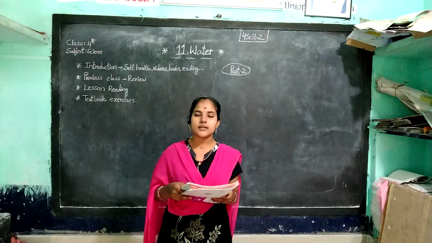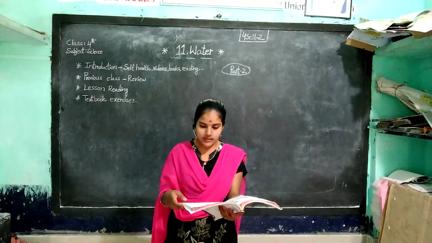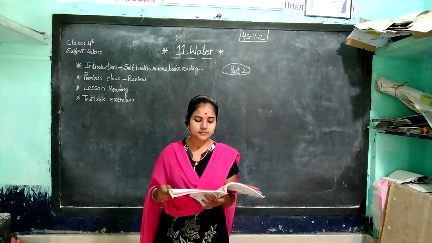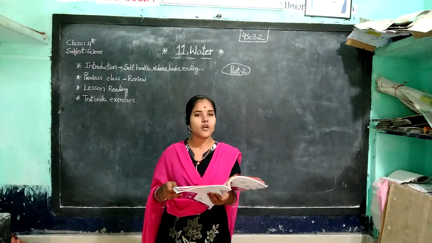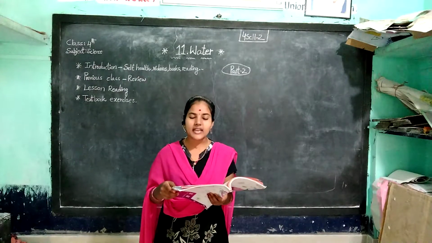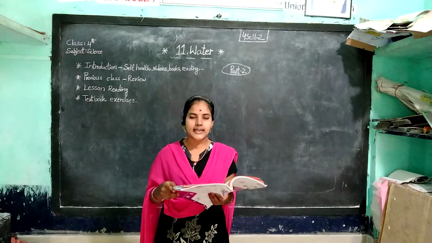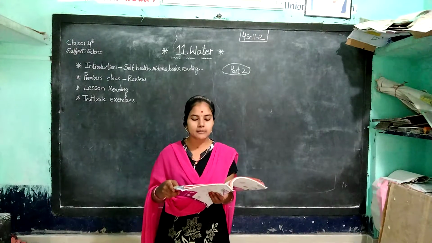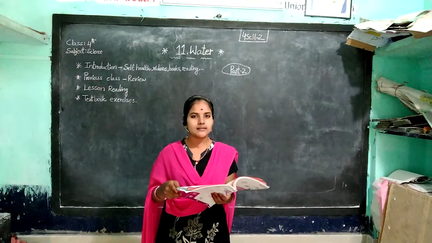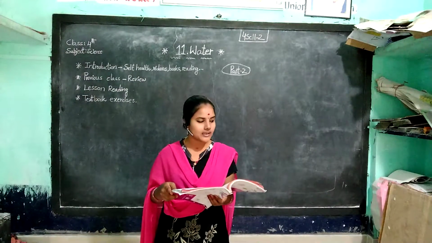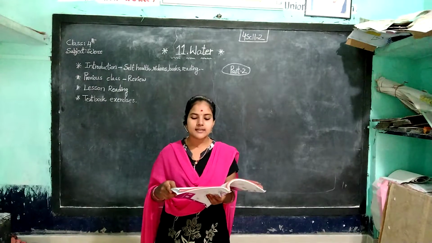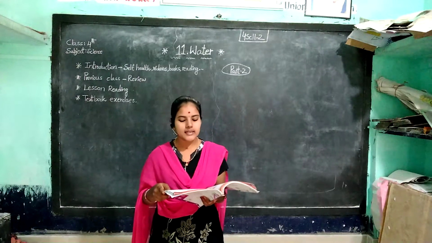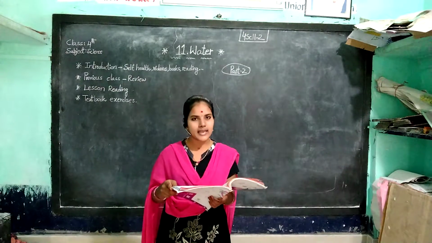Once open your textbook, page number 83. I read the lesson, you observe my pronunciation. Lesson number 11, water. We have learned that rainwater is pure. When it rains on mountains or hills, the water flows down and carries many materials like dust, soil and sand. Dust and soil contain some materials that dissolve in water. As water flows down the hills, it also carries with it mud and sand particles.